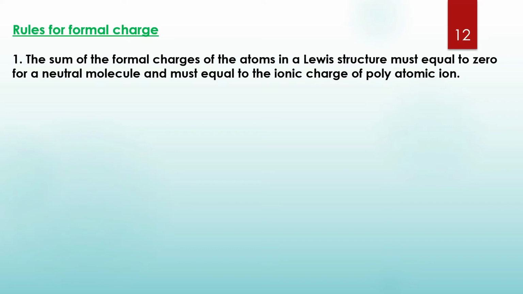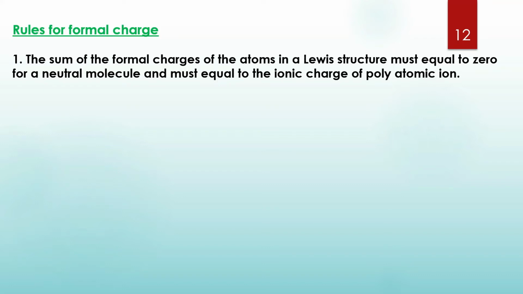The sum of formal charges of the atoms in a Lewis structure must equal 0 for a neutral molecule and must be equal to the ionic charge of a polyatomic ion. So if it's neutral, remember always the formal charge sum must be 0. And if it's an ion with a charge, it should be equal to the charge. Remember, this is the sum of formal charges, so you need to add all the formal charges.